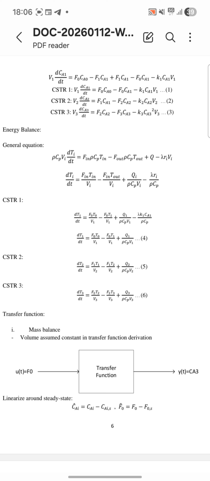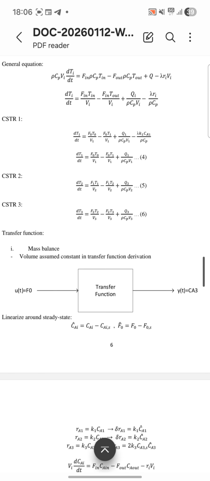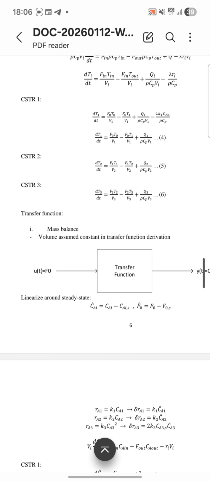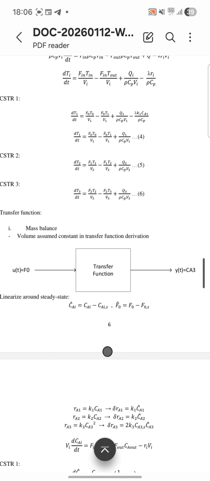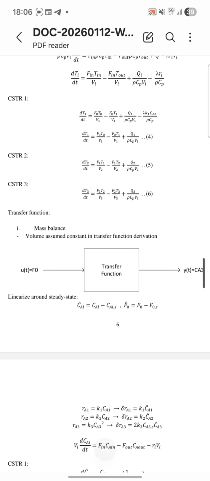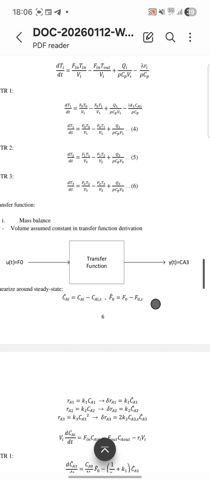And for CSTR2 and CSTR3, as I said, for the energy balance, I neglect the concentration dynamics to simplify the equation. After that, I find the transfer function for both mass balance and energy balance. For the mass balance, the inlet is F0 while the outlet is CA3.